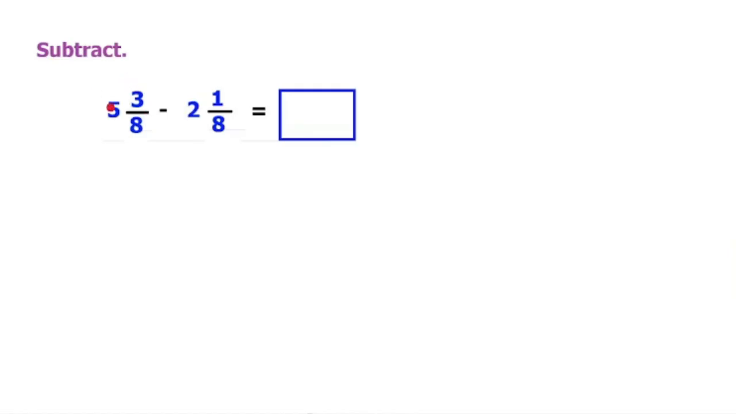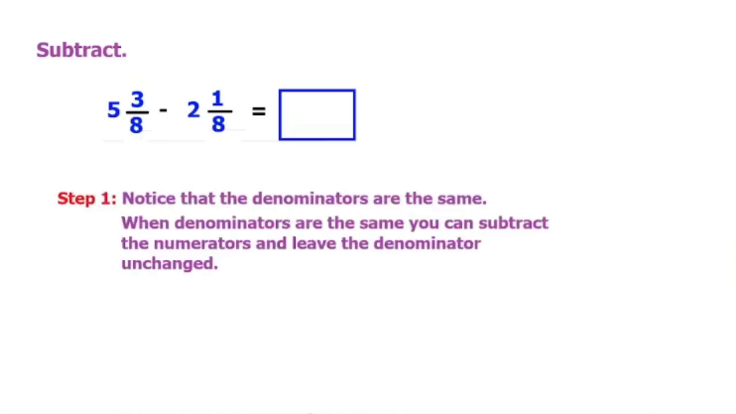This means we have 5 whole things and 3/8 of those same things. And similarly, we have 2 whole things for these and 1/8 of the same thing. So kind of imagine like 2 whole pies and then 1/8 of a pie, or 5 pizzas and then as well 3/8 of a pizza. So how do we subtract these numbers?